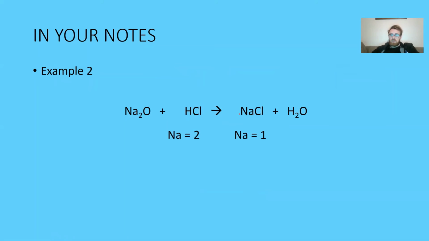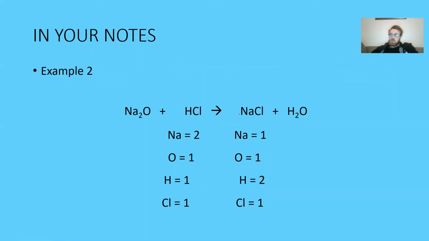We have 2 sodiums on the left and 1 sodium on the right. We have 1 oxygen on the left, 1 oxygen on the right. 1 hydrogen on the left, 2 hydrogens on the right, because that 2 applies to just the hydrogen. 1 chlorine on the left, 1 chlorine on the right. That is our atom list.